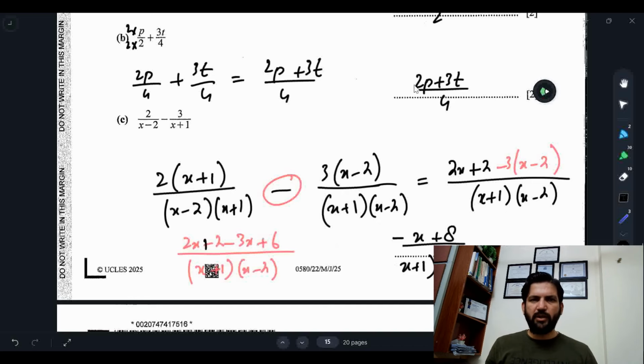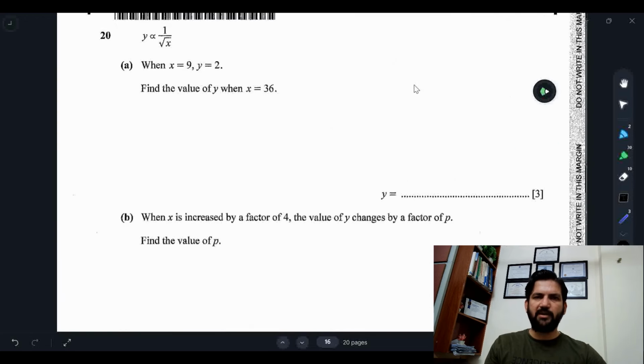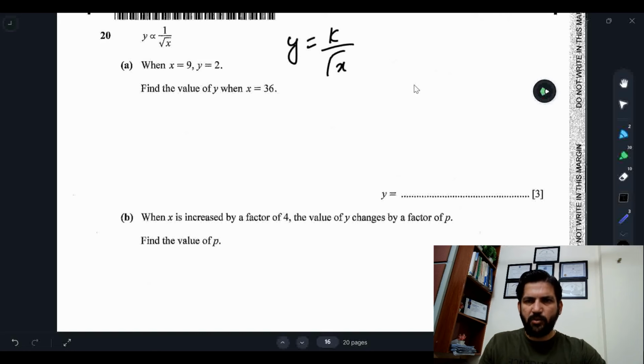In question number 20, it's given that y is equal to k by square root of x. Now they are saying that x is equal to 9, y is equal to 2. So we can find out the value of k, like 2 is equal to k by square root of 9. So 2 is equal to k by 3, which means k is equal to 2 into 3. So finally k will be equal to 6.